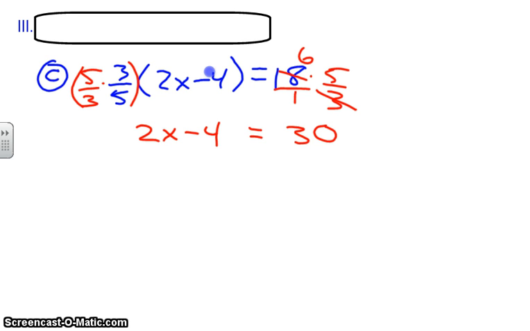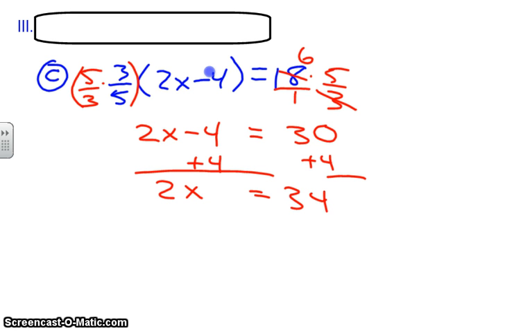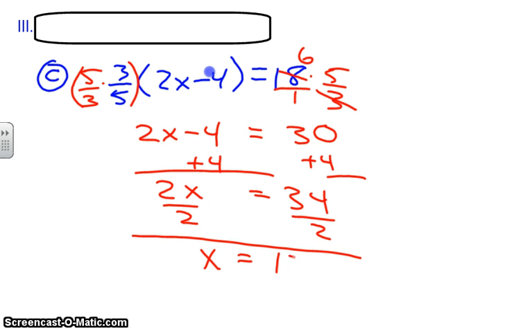Very nice. So next step, add 4. And we have 2x equals 34. And when we finish by dividing, we have x equals 17, right? All right. So again, we can check this in the original. And 17 would go in here, right?